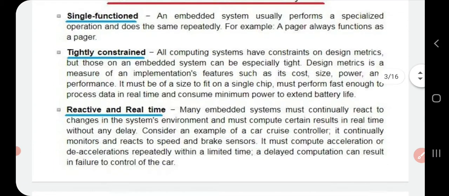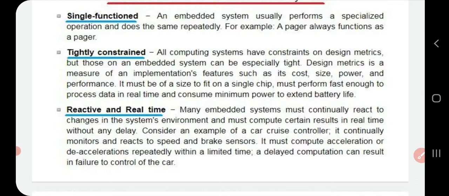Next is tightly constrained. Constraint means conditions. That is, it is mainly based on certain conditions. All computing systems have constraints or conditions based on design metrics, but for an embedded system, these conditions are highly strict or tight. Design metrics are a measure of an implementation's features, such as its design, cost, size, power, and performance. Okay, that's all about tightly constrained.